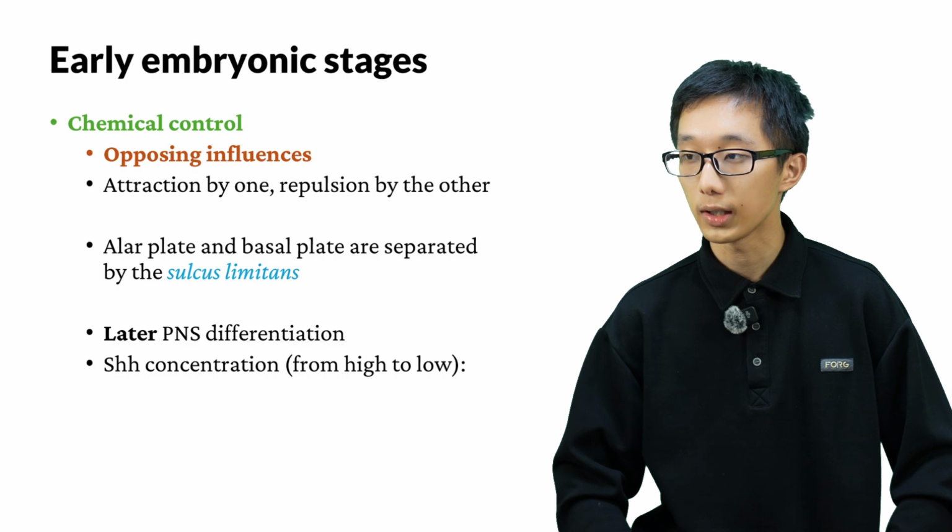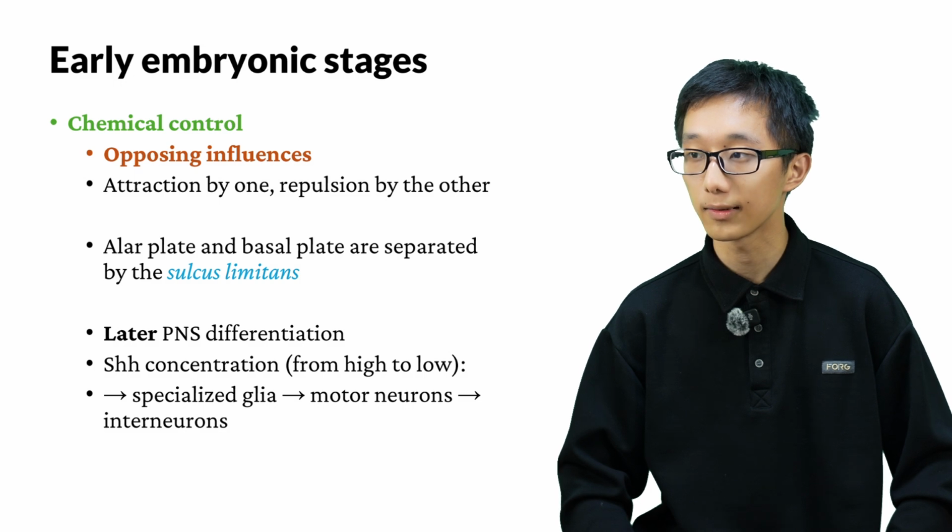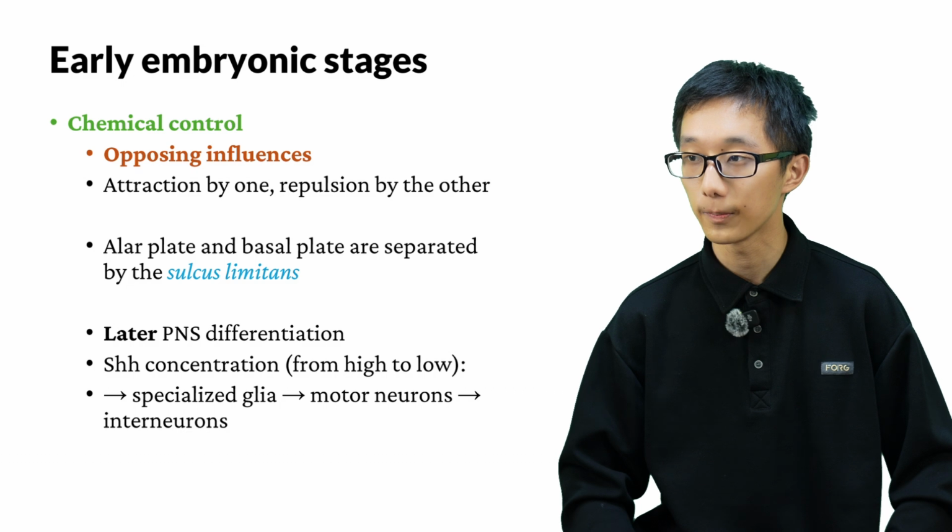Later, in the PNS, SHH still plays a major role. SHH concentration determines what a precursor cell will become. When there is high SHH concentration, the cell will become specialized glia for supporting the neural cells. When there is middle SHH concentration, the cell will become motor neurons. When there is low SHH, then the cell will likely become interneurons. That's how the PNS cells determine what they will become, what they will differentiate into.